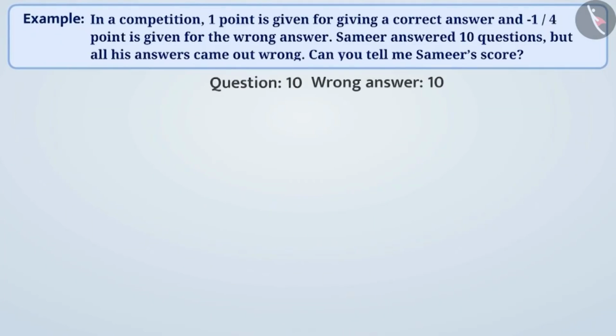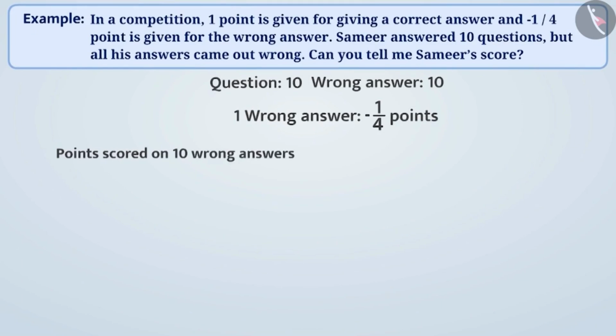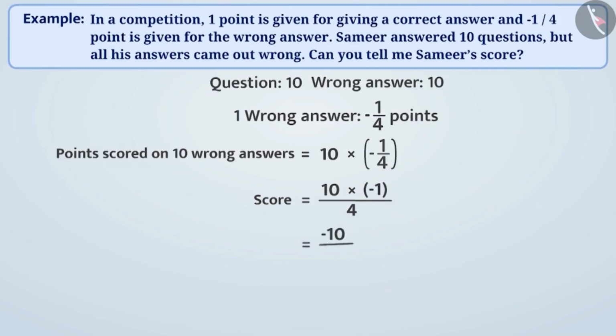If a wrong answer is given a score of minus 1 by 4, then we have to multiply minus 1 by 4 into 10 to find out the score. To solve this, we multiply 10 by the numerator of minus 1 by 4, so that we can get the numerator of the result as minus 10 and keep the denominator the same in the result. That is, 10 into minus 1 by 4 is equal to minus 10 by 4.